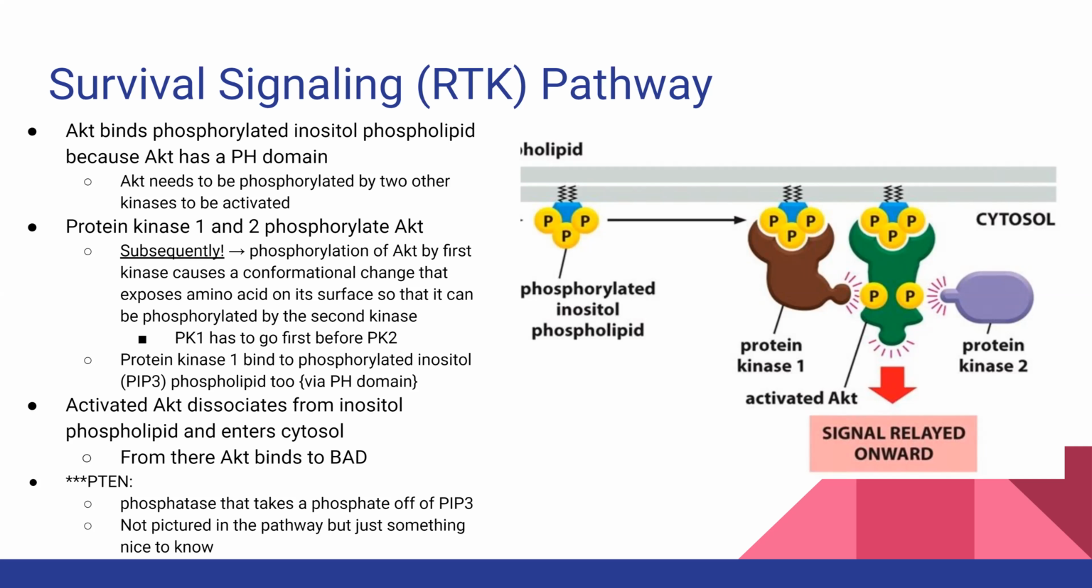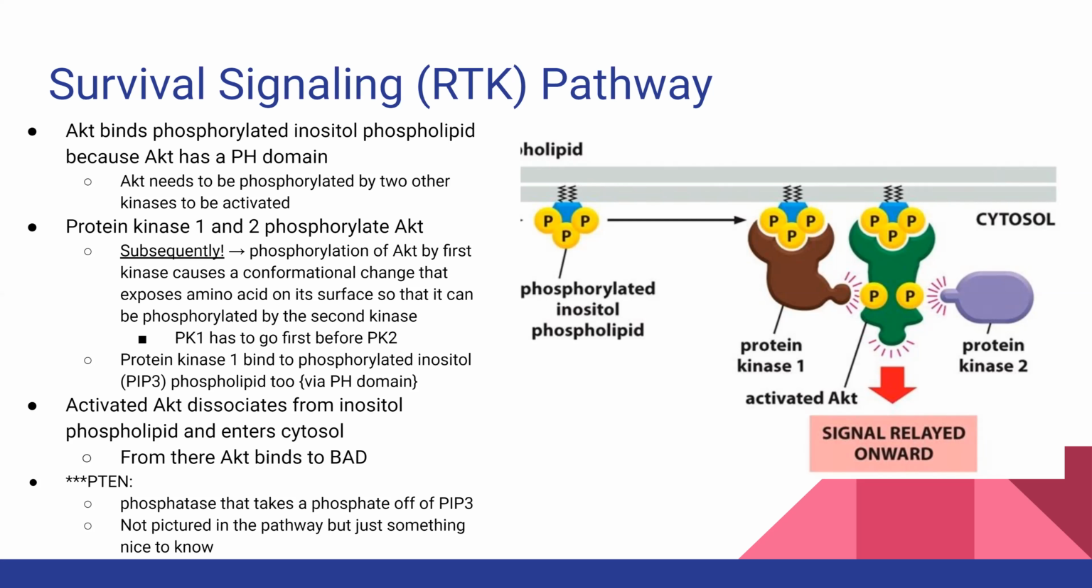Yeah. So she mentioned in lecture, and I don't know if she re-specified this in class today, but she said that after PK1 phosphorylates AKT, it will already go through that conformational shift and dissociate from PIP3 or the phospholipid inositol, and then PK2 will phosphorylate it. Is that how it's supposed to be? Because I think the information's just getting a little bit confusing.